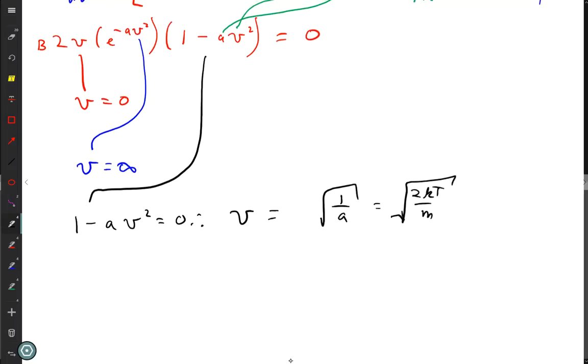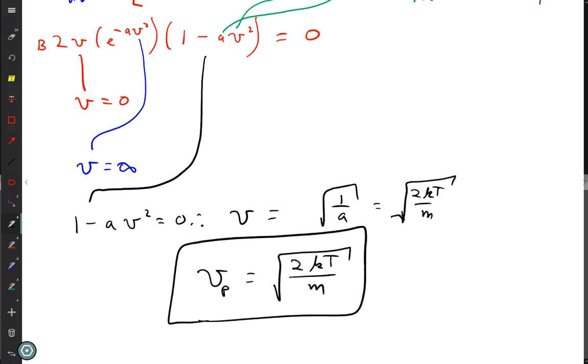So that gives us v probable, the most probable speed, is the square root of 2kT divided by m. Now in class yesterday, I gave you a relationship between VRMS and this, but we didn't actually calculate what this was. Now we're able to calculate the most probable speed. And of all of our calculations today, that's by far the easiest. It was just a derivative and then algebra.